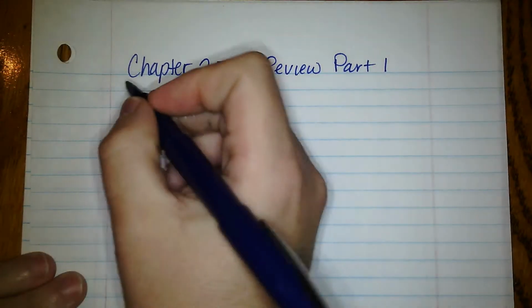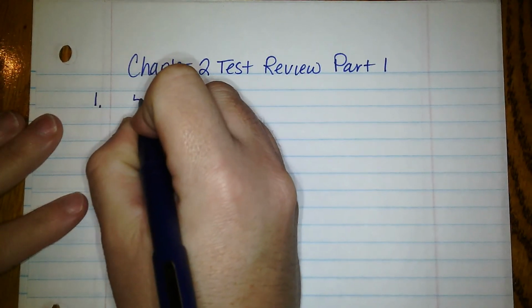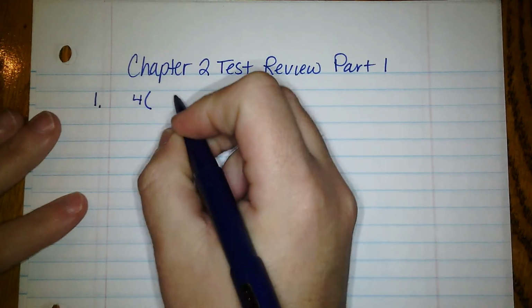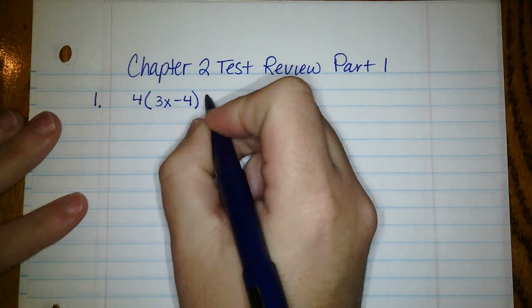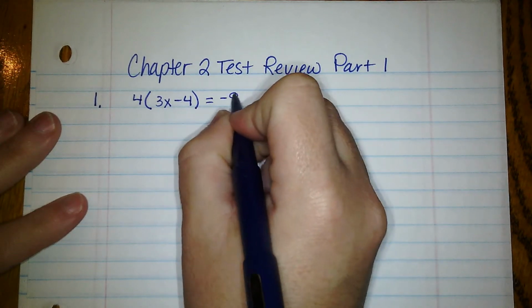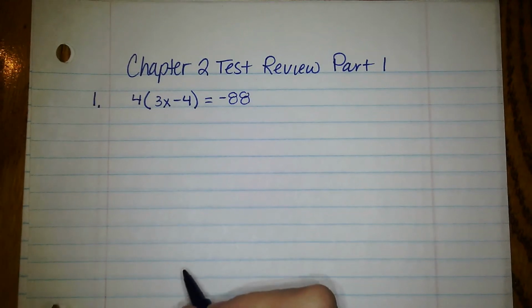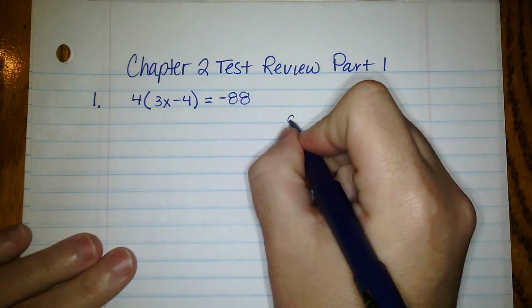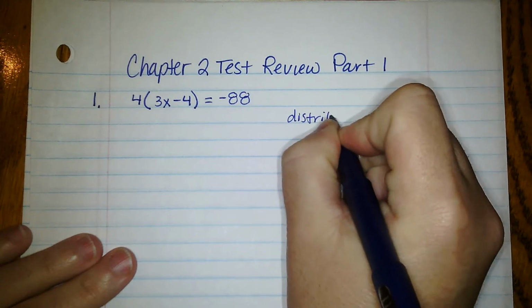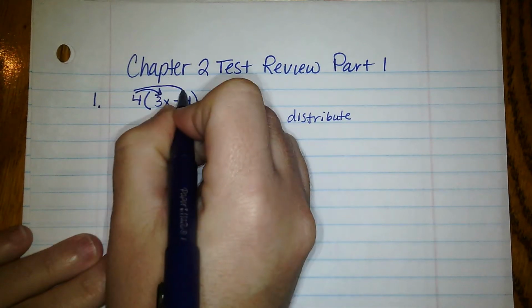So let's get started. Number 1 that you're going to copy down is solving for x, and the equation is 4(3x - 4) = -88. So, of course, with a question similar to this one, what you're going to want to do is distribute. When you distribute, that means that you're going to take the number that's on the outside of the parentheses and multiply it by everything on the inside.